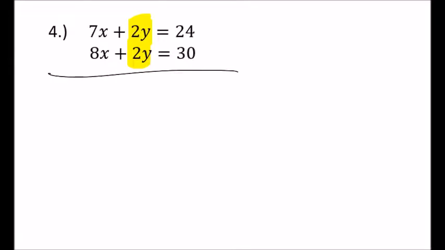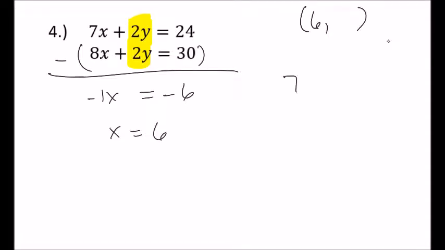The only time you ever add is if they're different. This is subtraction. So 7x minus 8x is negative 1x. Those go away when we subtract. And we get 24 minus 30, negative 6. X is equal to, divide both sides by negative 1, x equals 6.